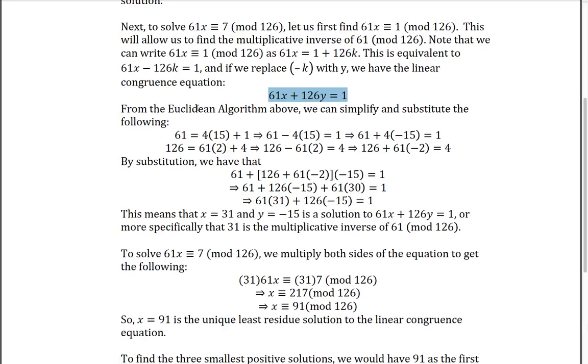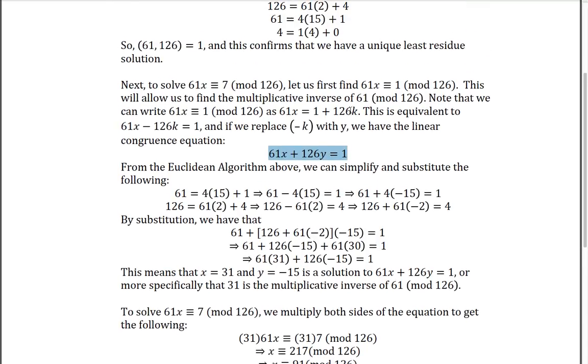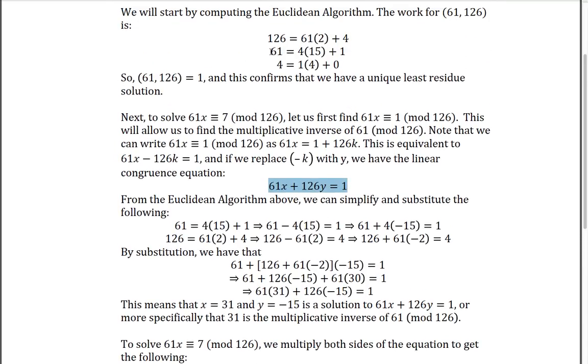The Euclidean algorithm above, we're going to use to plug stuff into each other to make it look like this linear congruence equation. Starting from this middle row in the Euclidean algorithm, we have 61 equals 4 times 15 plus 1. If we rearrange that by subtracting the 4 times 15 to the other side, we have something that looks like this, which can also be written with a negative inside of the 15.